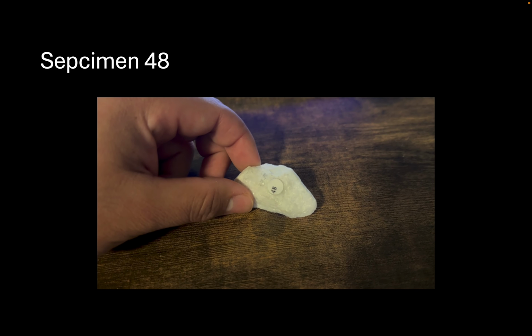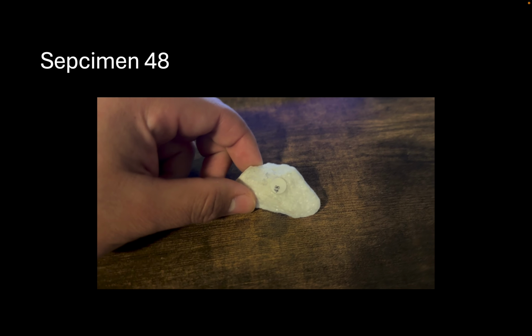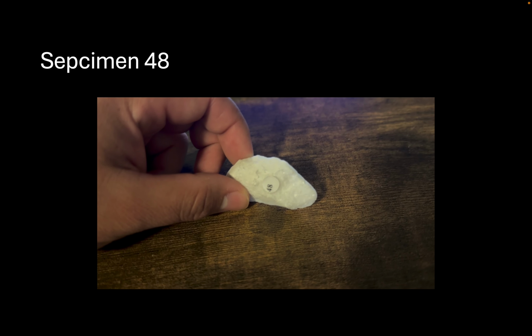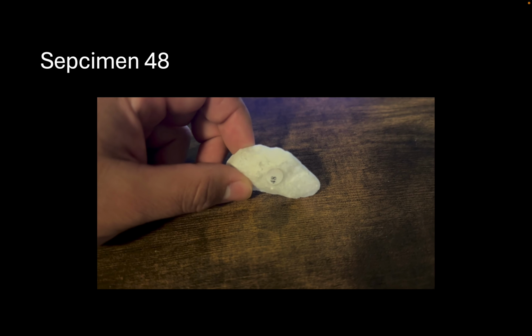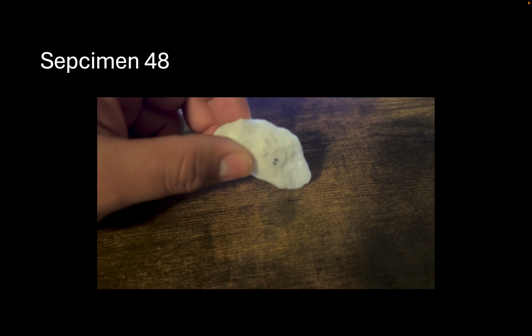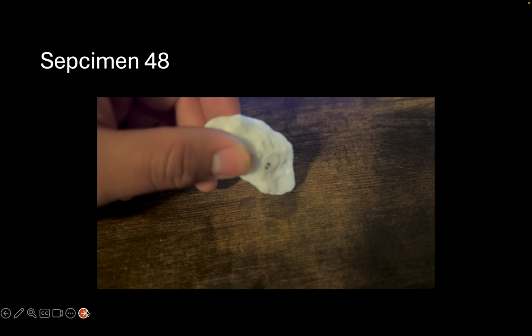Specimen number 48 is also non-foliated. It has medium to coarse grains. It has equal-sized calcite crystals. I identified this specimen to be marble.